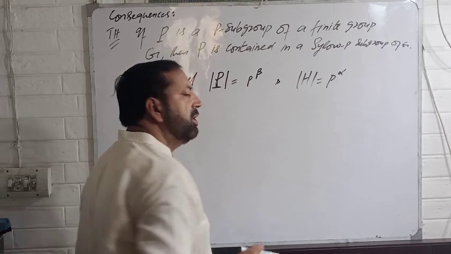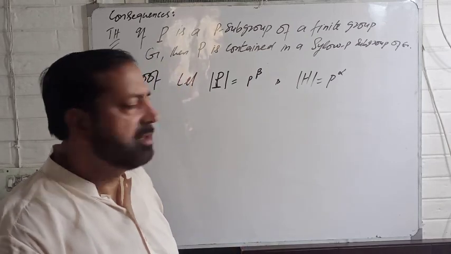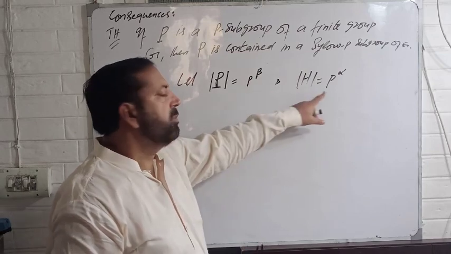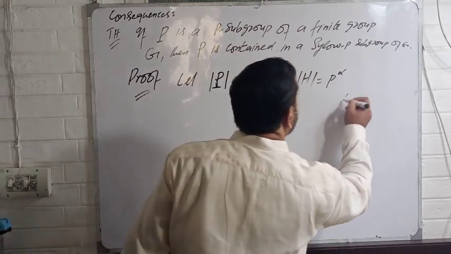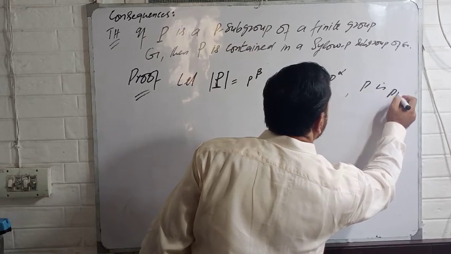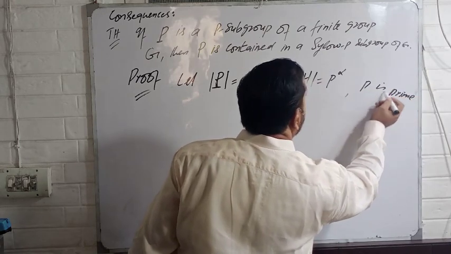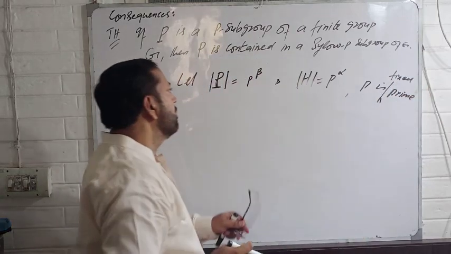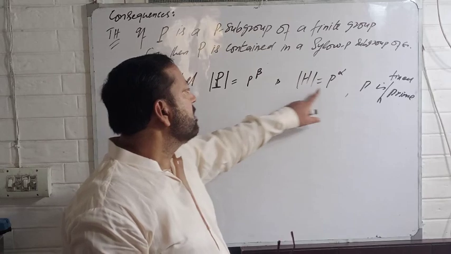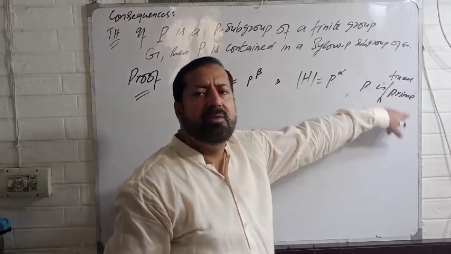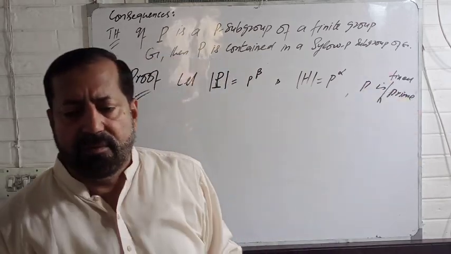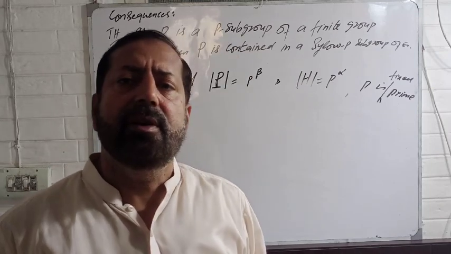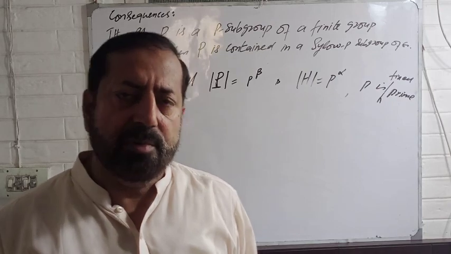Of course, beta is less than or equal to alpha because it's a P subgroup, and here P is the same prime number. P is a fixed prime, so this P and this P are both the same. We have taken capital P as a P subgroup and H as a Sylow-p subgroup, right?